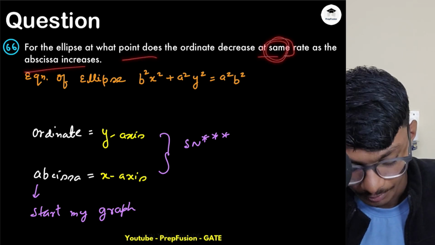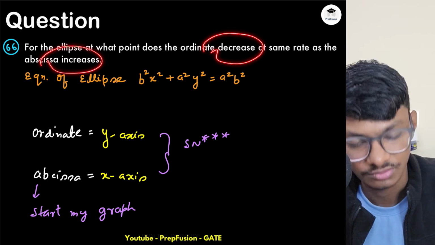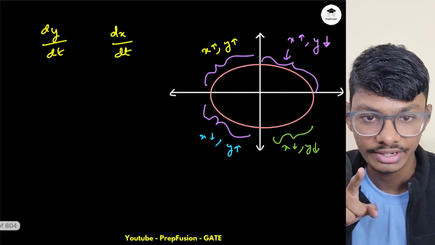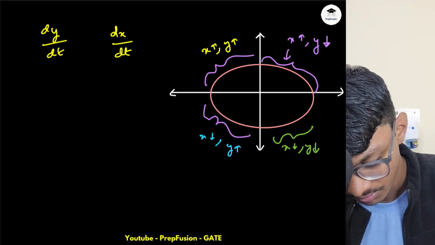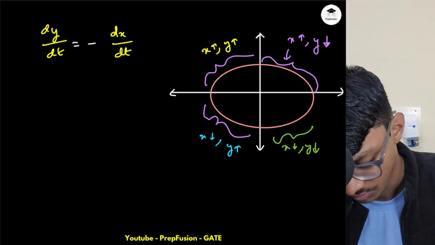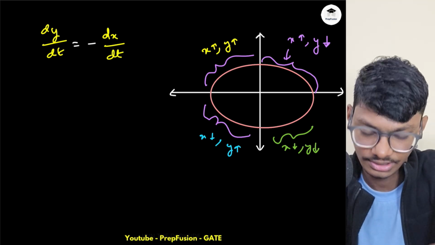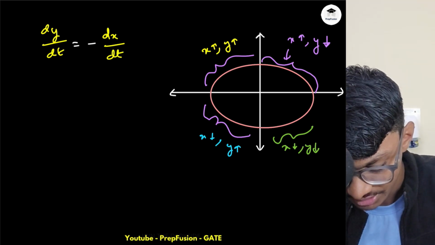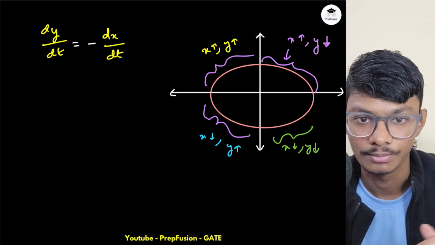Same rate, they are same, but one is increasing and another one is decreasing. Or this is decreasing and another one is increasing. So obviously same rate but of opposite signs. Magnitude will be same but of opposite signs. So this is the case. So we have to find the condition where dy by dt is equal to minus dx upon dt. Magnitude is same but of opposite signs.